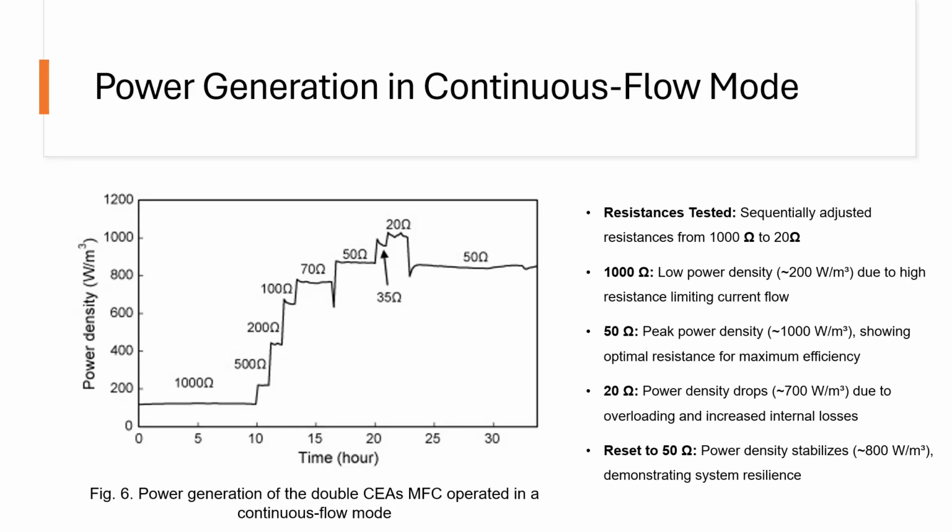At 50 ohms, the power density peaked at approximately 1000 watts per cubic meter, demonstrating optimal resistance for power generation. When resistance was reduced further to 20 ohms, the power density dropped sharply due to overloading and increased internal losses. Finally, resetting the resistance back to 50 ohms restored the power density to a stable value of approximately 800 watts per cubic meter, showcasing the system's resilience.